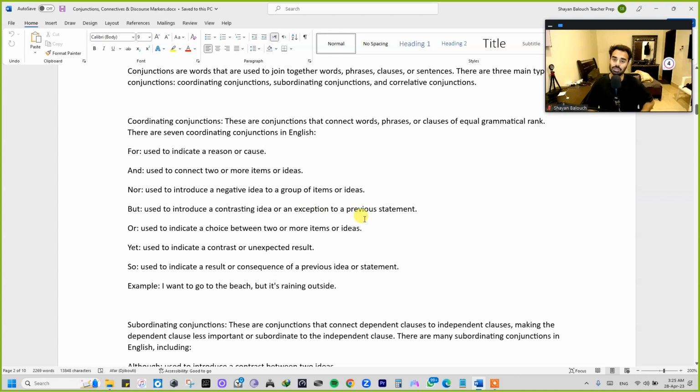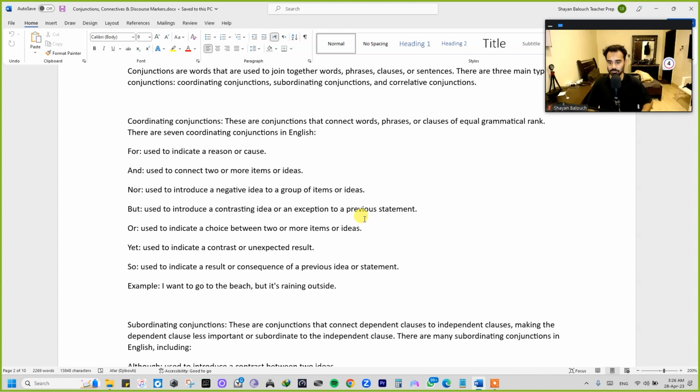Then we have the word or. Or is used to indicate a choice between 2 or more items or ideas. Yet is used to indicate a contrast or unexpected results. So is used to indicate a result or a consequence. Consequence means result, of a previous idea or statement.